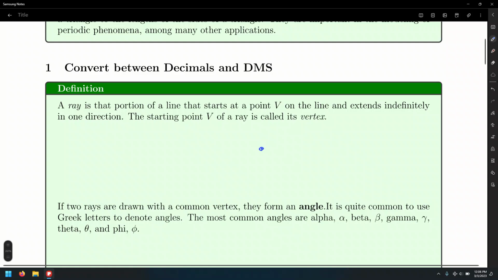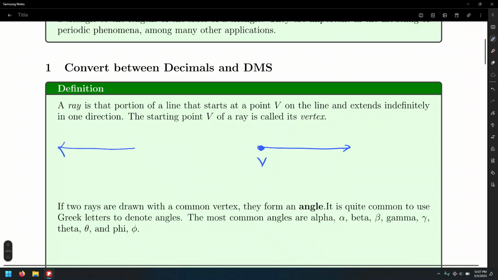That is, it starts at this point, extends forever, and starts at the point V. That point V, we could have used a different letter, but you'll see why it's going to be the letter V. Well, yes, it's called the vertex. That's why.